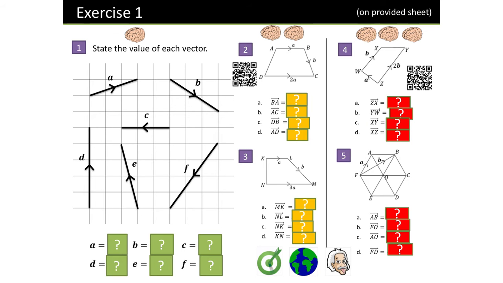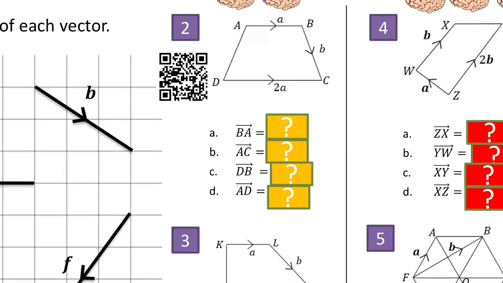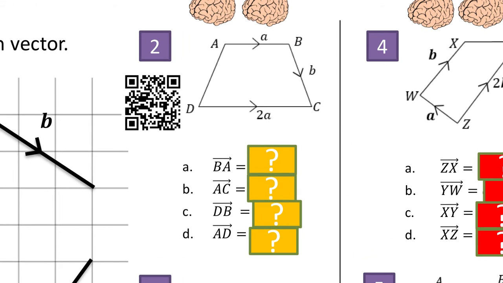Okay, so what did we get for BA? Minus A. What did we get for AC? A plus B. DB. 2A minus B. AD? Oh, we already did this, didn't we? B minus A, because it's A plus B minus 2A, so that's B minus A.